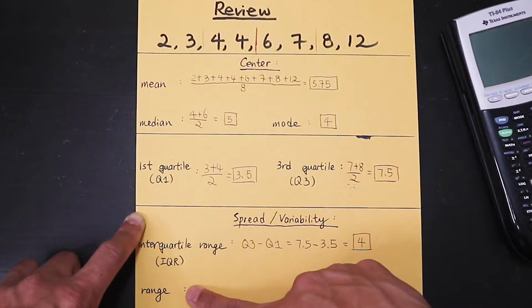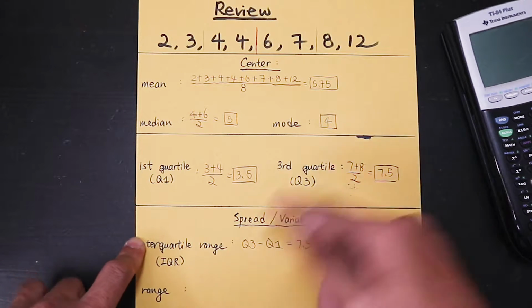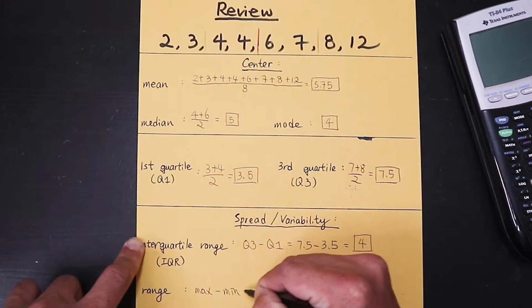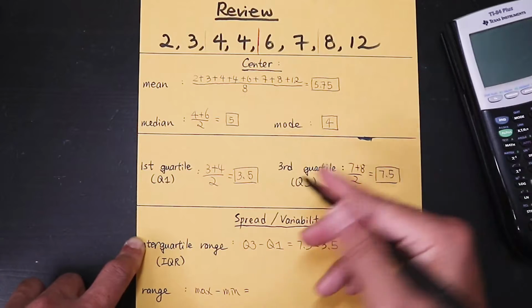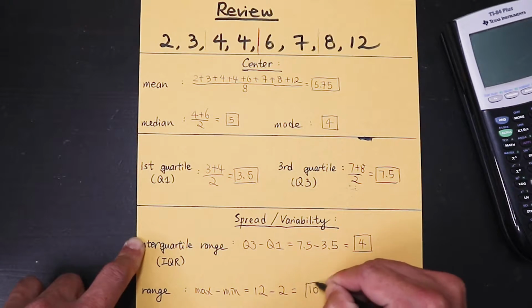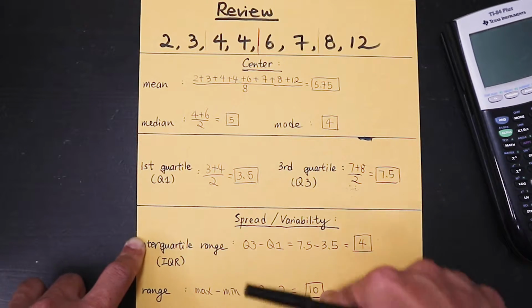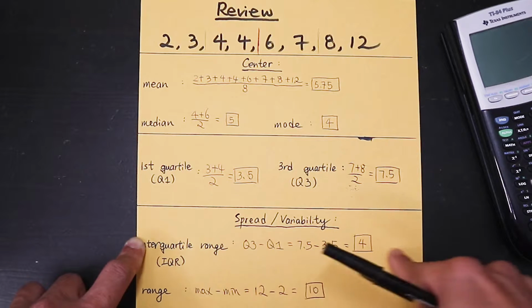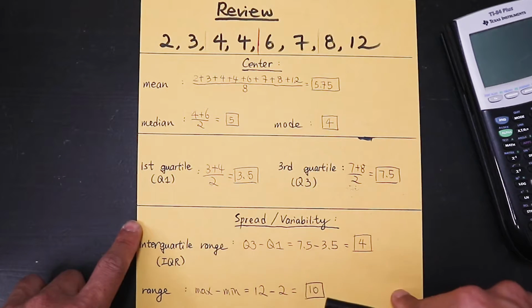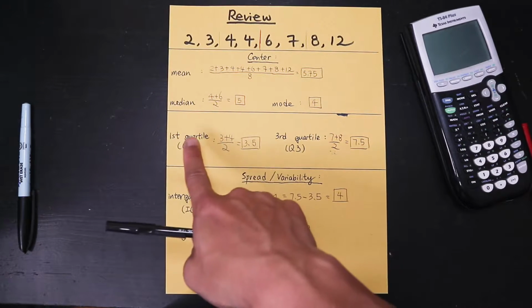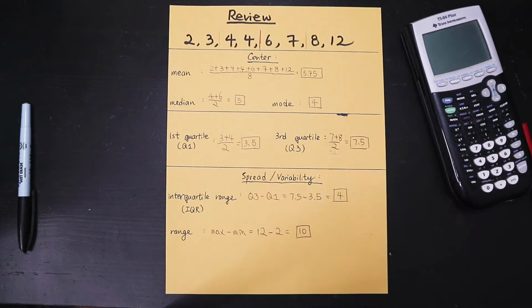Okay. Now, what about just a regular range? Well, the regular range would be just the highest number, which we call the maximum, minus the smallest number, which we call the minimum. So the maximum in this data set is 12, and the minimum for this data set is 2. So 12 minus 2 is 10. This is just to represent the difference between the largest number and the smallest number. And that's how we measure the spread of the data with interquartile range and range. So once you learn how to calculate all this information, mean, median, mode, first quartile, third quartile, interquartile range, and range, we're ready for the next lesson, 10-2.